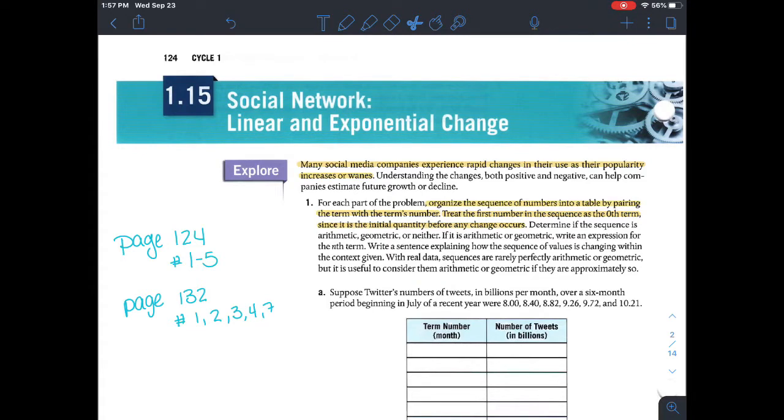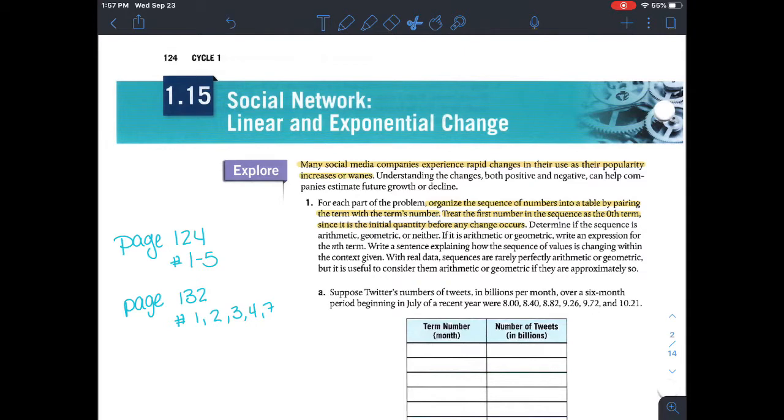Determine if the sequence is arithmetic, geometric, or neither. If it is arithmetic or geometric, write an expression for the nth term so that we can predict future values. Write a sentence explaining how the sequence of values is changing within the context given to you. With real data, sequences are rarely perfectly arithmetic or geometric, but it's useful to consider them arithmetic or geometric if you are approximately so. So it doesn't have to always be adding or multiplying by the same exact number every single time. So long as it's pretty close, we can still consider it arithmetic or geometric.